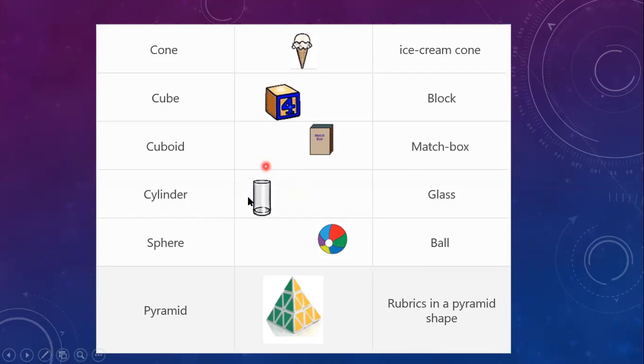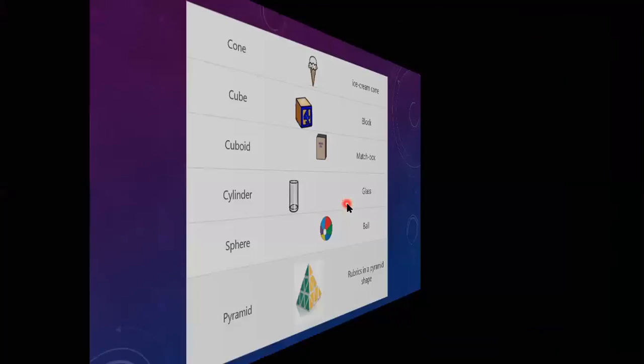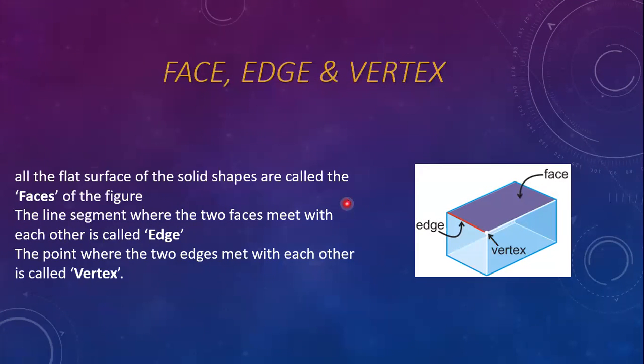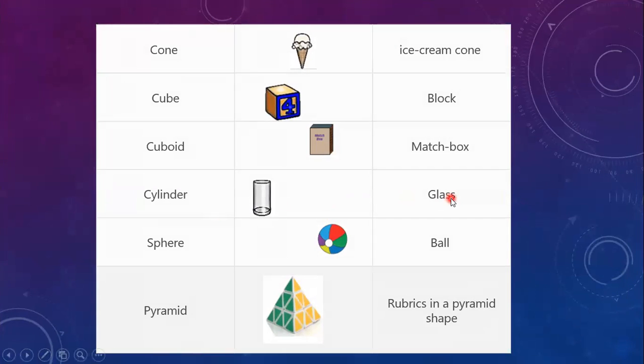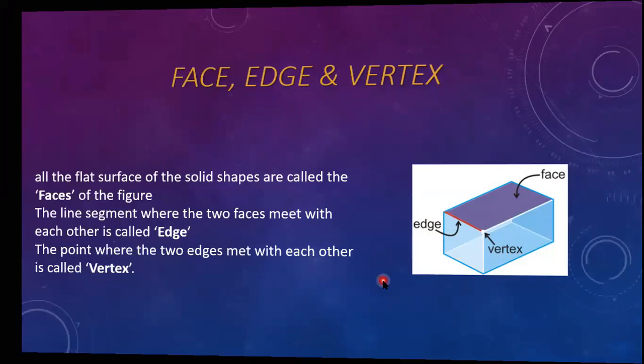Next is cylinder. So here, a glass which you use to drink juice or cold drinks, that is an example for cylinder. Next is sphere. For sphere, the best example is a ball. Next is pyramid. See here, this is the shape of a pyramid. So these are the solid 3D shapes.